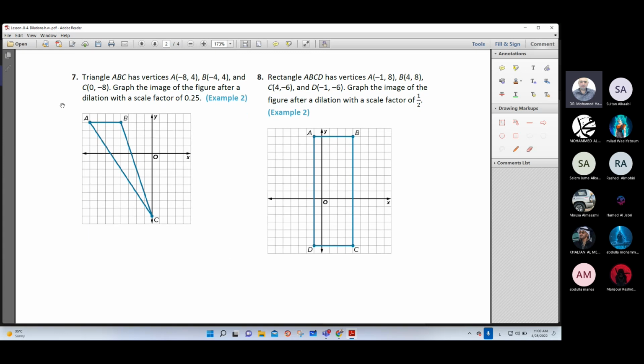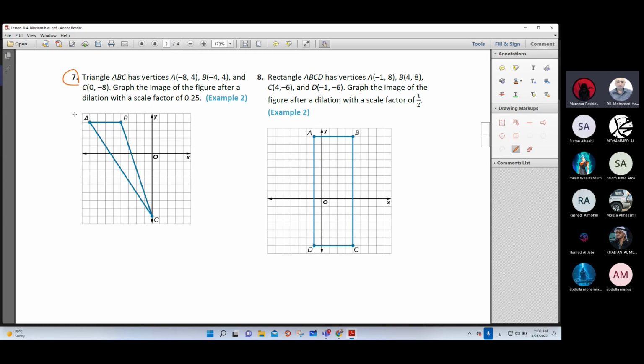Who can read exercise number 7? Yes, please. What's your name? Okay, Mansour. This triangle ABC has vertices A(-4, -8), B(-4, 4), and C(0, -8). Graph the image of the figure after dilation with the scale factor of 0.25.